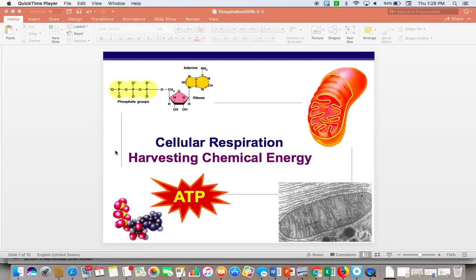Everybody, this is our cellular respiration review. We're just going to quickly go through what our cells are doing to make energy. And so we know the energy that our cell has to use is ATP.